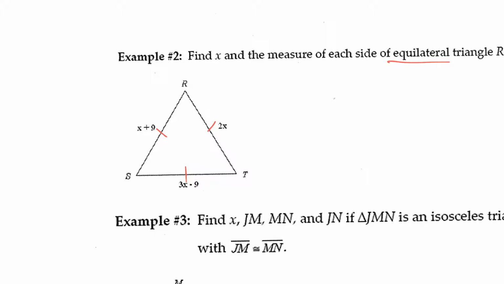So all three of them are the same, so I can choose any two sides that I want to find the value of x. x plus 9 equals 2x. So I'm going to set x plus 9 equal to 2x. That would work. I could have put x plus 9 equals 3x minus 9. That would work also, but let's just do it like this.